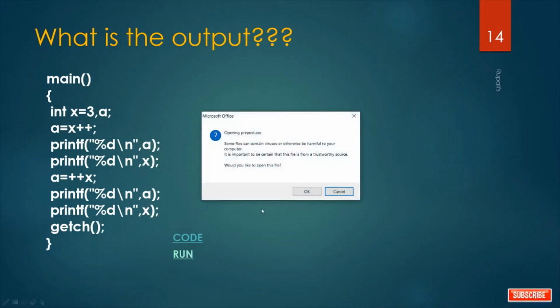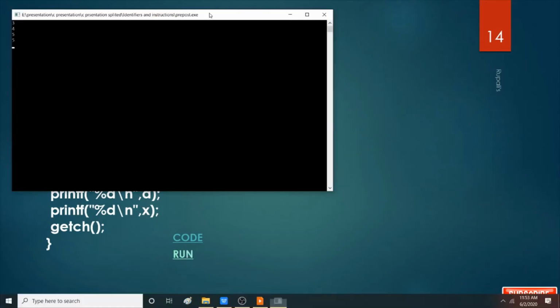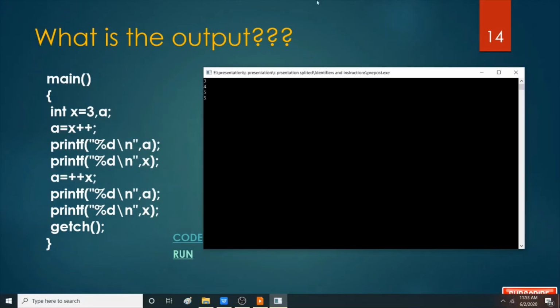See, when we run the program, this is the output. Why so? Firstly, there are two integer variables, x equals 3 and a. I initialize x by 3. Now when I write a equals x plus plus, which operator has lower priority here? The plus plus operator has lower priority here. So first the value of x is assigned to a. The value of x is 3, so the value of a is 3. When I print, a becomes 3. See the first one, it is 3.